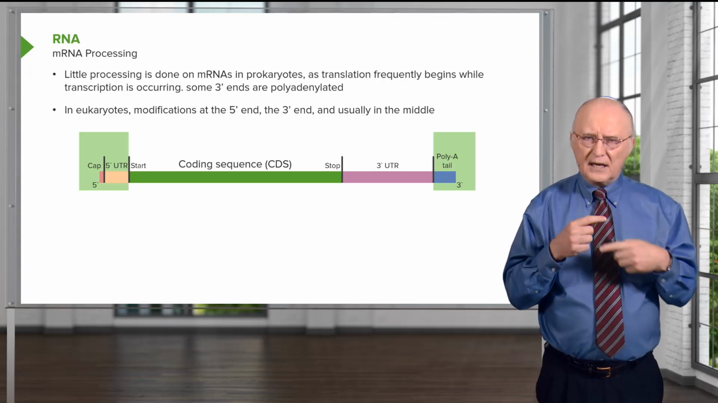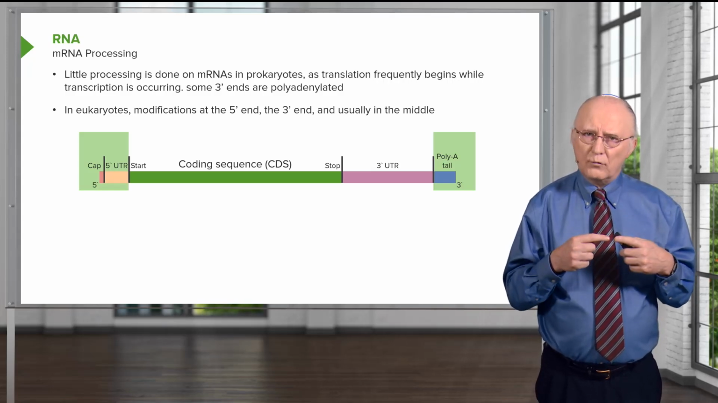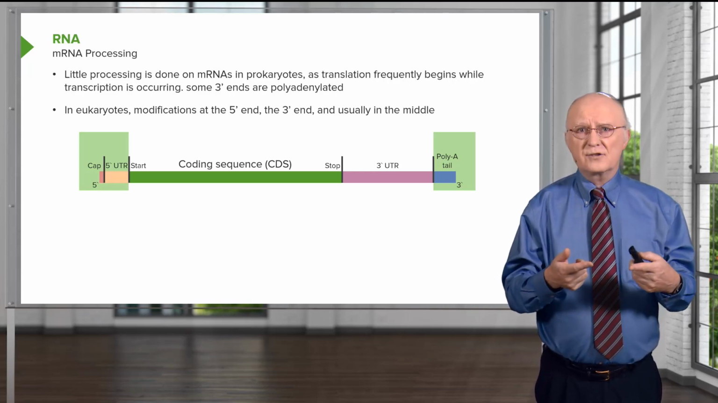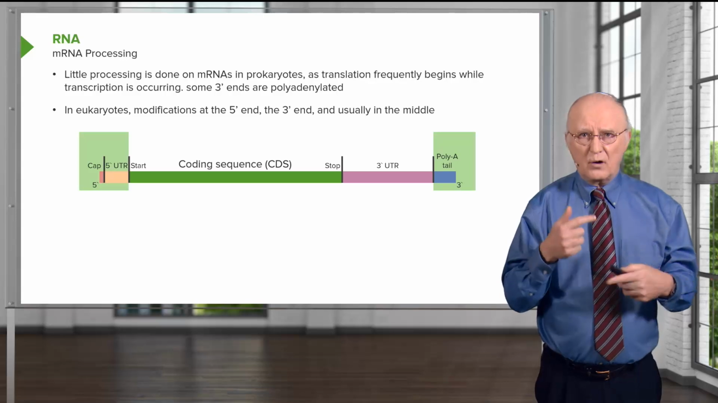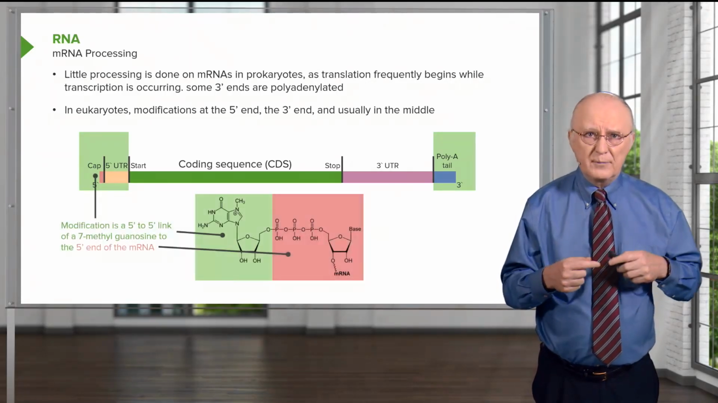This polyadenylation appears to play a very important role in the stability of the messenger RNA and also improving the efficiency of translation of the messenger RNA as it interacts with the ribosome.